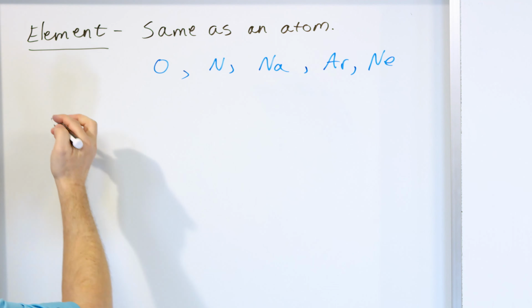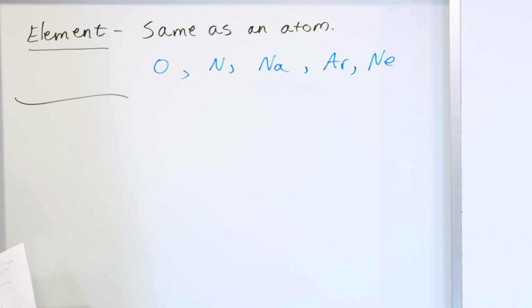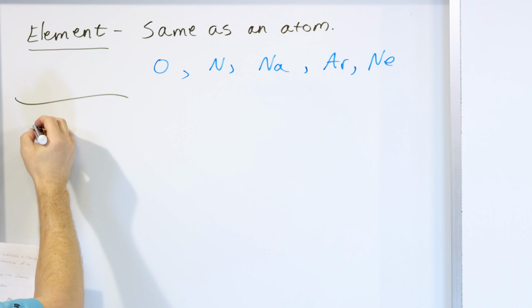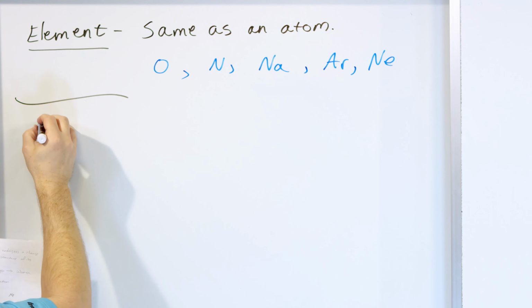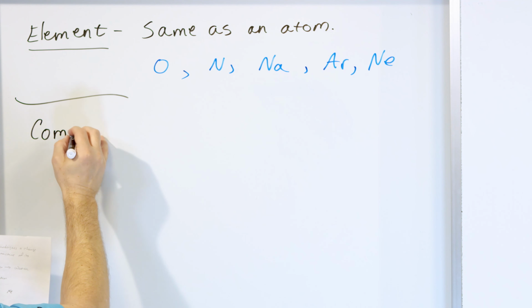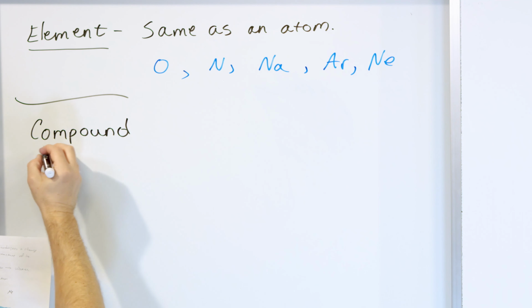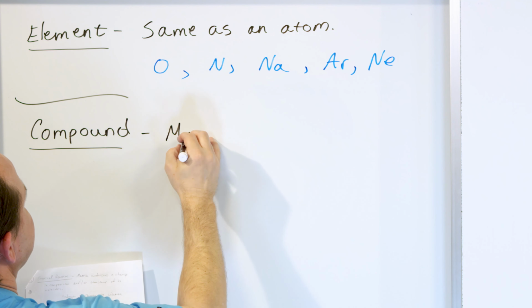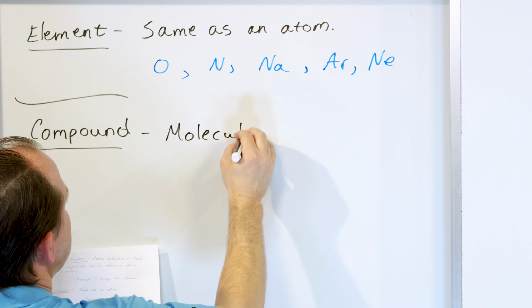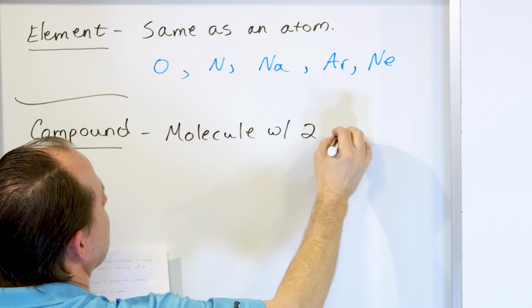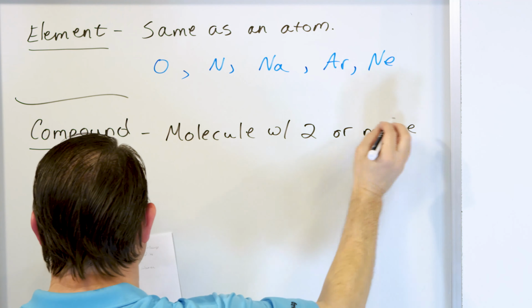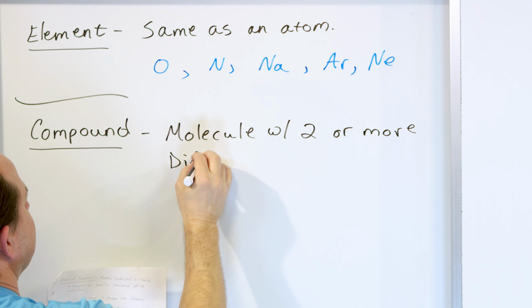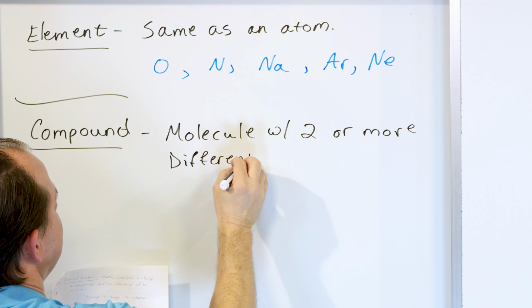Okay, moving right along, we have discussed this before, but we're going to dot our I's and cross our T's right here. We have the idea of a compound, right? A compound is basically a molecule with two or more different elements.